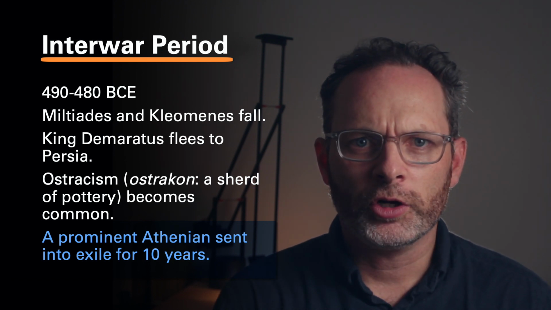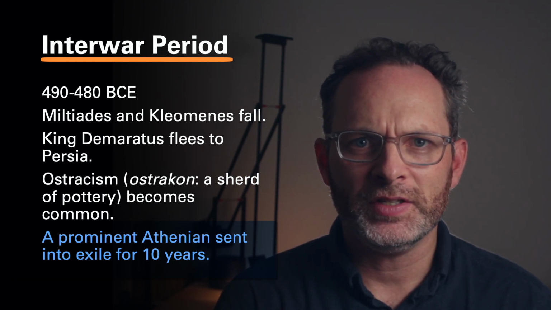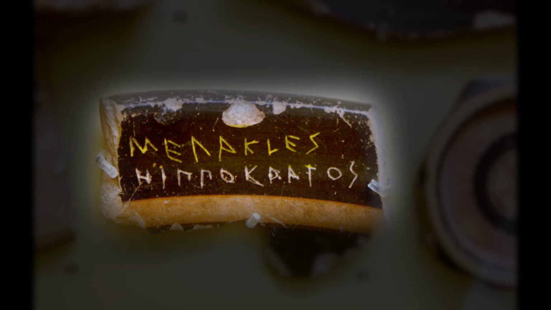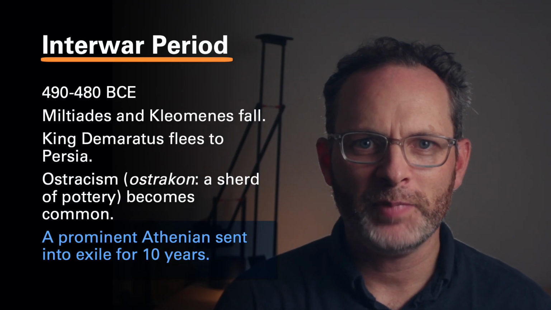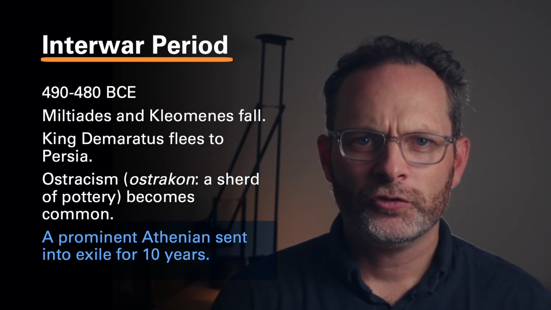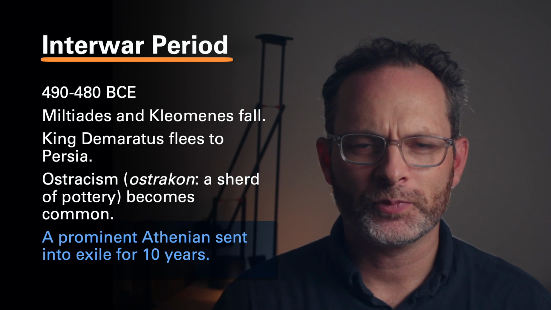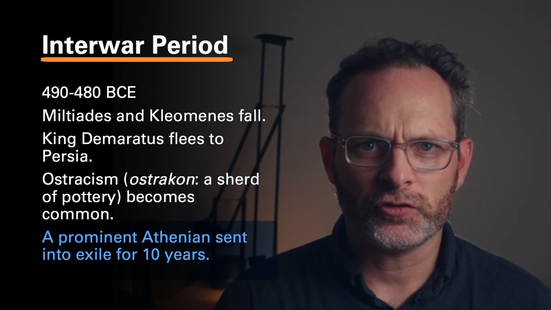The first recorded ostracism was in 487 BCE. In 486, we know of a Megacles, who was an Achaemenid, obviously. In 484, Xanthippus, the father of Pericles, was ostracized. So why did the Athenians ostracize people, and why did it appear now, in the interim between the two Persian wars? There are a couple different possible explanations for that.